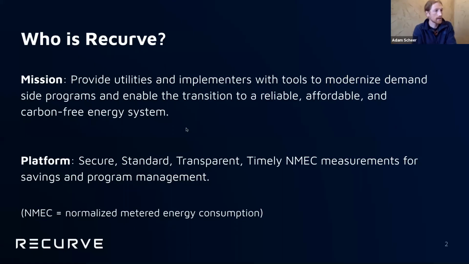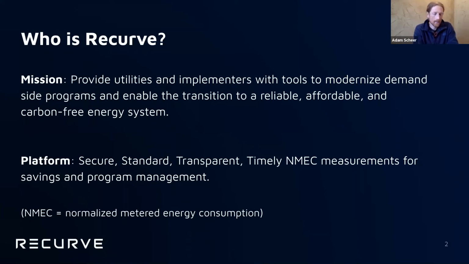But I just wanted to introduce Recurve here for a moment. I think most folks here are probably familiar with us to some extent, but our mission is really to take data analytics in a transparent way into the world of demand side programs so that we can compete against supply side resources and scale as a genuine decarbonization resource that people can trust. We're really a software company at heart.